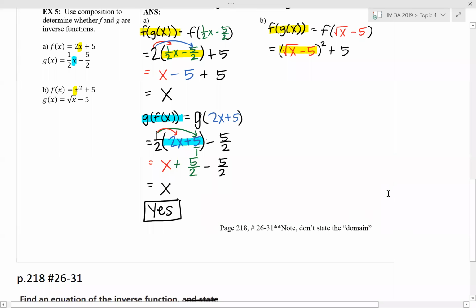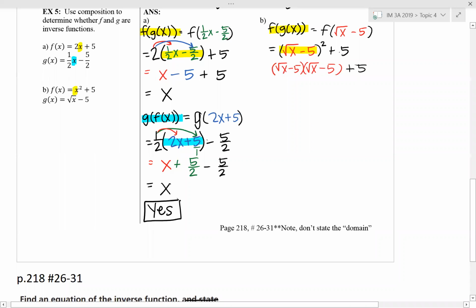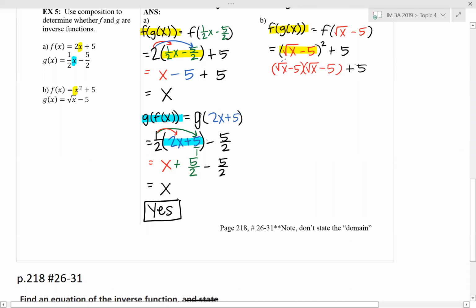So since we're squaring this square root of x minus 5, remember that means that I'm taking the square root of x minus 5 and I'm multiplying it times itself. And then I still have that plus 5 left over. So when we do this, we're distributing each of the terms. So square root of x times square root of x, the square roots, that becomes the square root of x squared, which is just x. Okay, so our first term is just x.